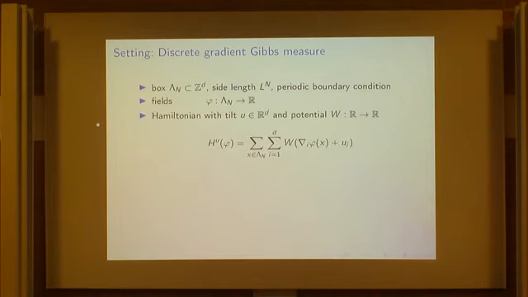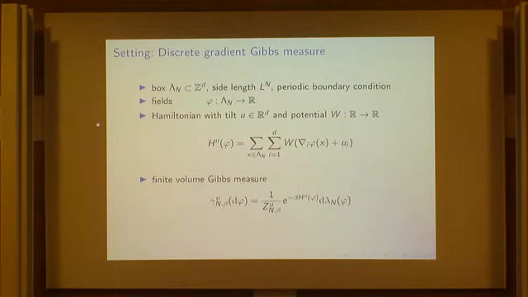And the Hamiltonian is just given by this one here. So we take the sum over all x in Lambda_n, sum over all directions of some potential W, which depends on the discrete gradient of this field, plus some tilt U. So this U is in R^d. It's, so to speak, a boundary condition of the model. And this model serves as a model for effective interfaces, and then this U is the tilt of the interface.